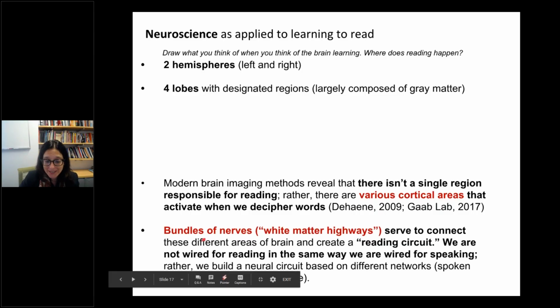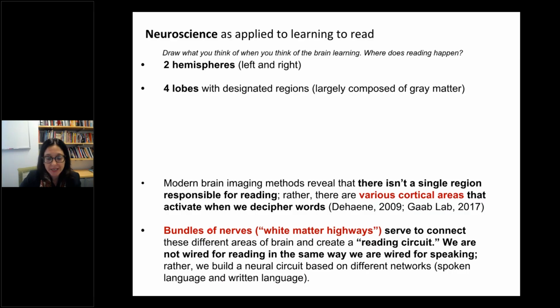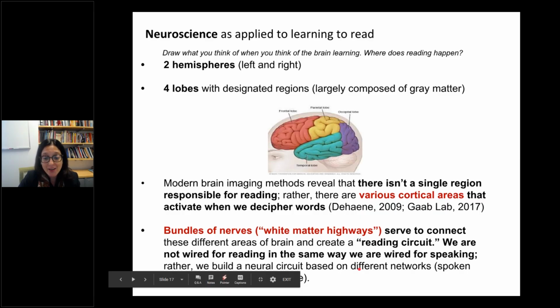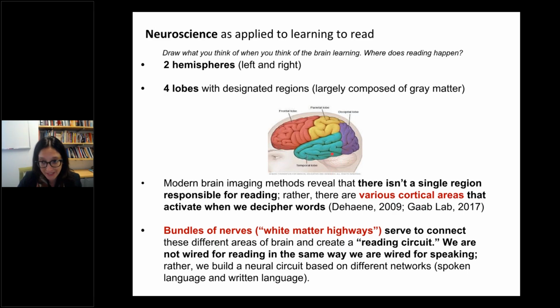So what we know is that we have these bundles of nerves, or white matter highways, as I tell my students, that serve to connect the gray matter, connect these different areas of the brain and create a reading circuit. So we're not wired for reading in the same way that we're wired for speaking. We actually have to build a circuit. So if you think about here, this is just the left hemisphere, which I'm showing because that's really where all of our language processes take place.